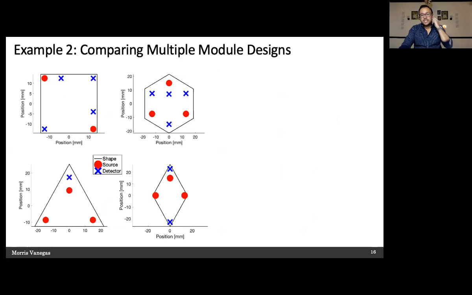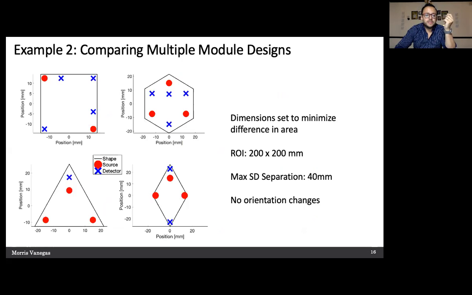Now let's do a second example and compare across different fNIRS module designs. Here we use 4 different shapes described earlier, with the opto layouts being variations of some published modules, but not exact. For this comparison, the module dimensions were set to minimize the difference in area between all 4 shapes. The region of interest is the same for all of them, and it represents the average surface area of a head of an adult male.